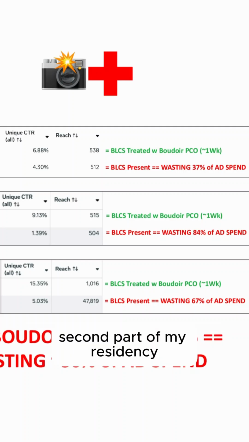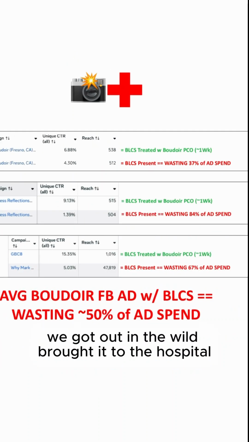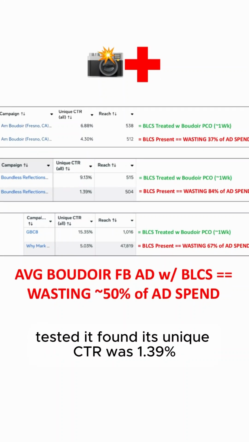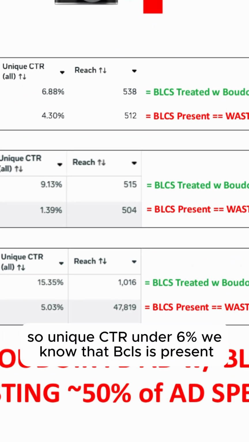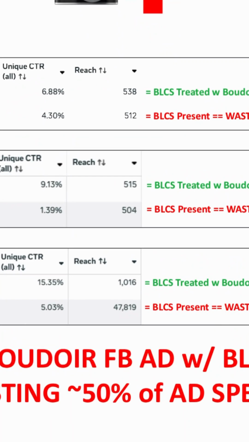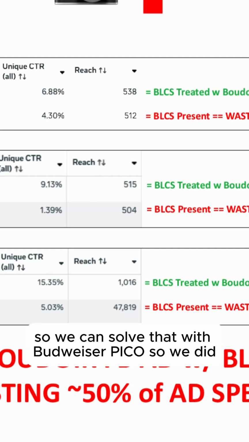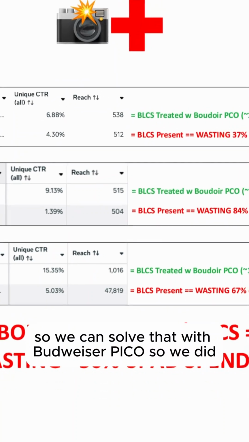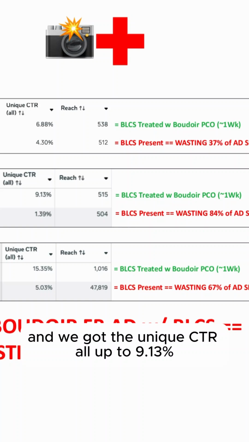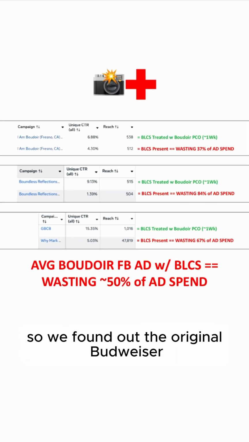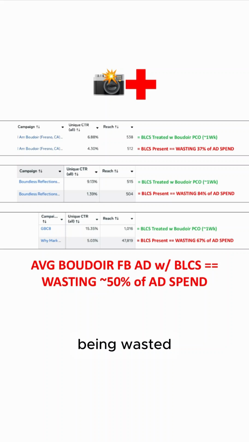Second part of my residency, found a second Boudoir Facebook ad out in the wild, brought it to the hospital, tested it, found its unique CTR was 1.39%. So with a unique CTR under 6%, we know that BLCS is present, Boudoir low click syndrome. So we can solve that with Boudoir Pico. We treated it with Boudoir Pico, took about a week, and we got the unique CTR up to 9.13%. So we found out the original Boudoir Facebook ad was wasting 84% of ad spend.